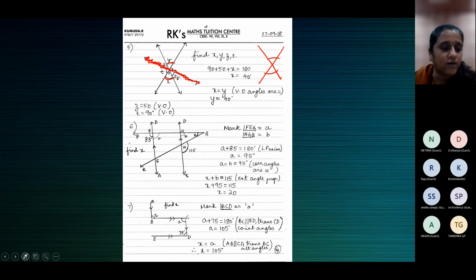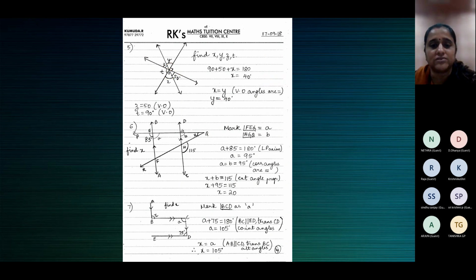Since you found x, it's easy to find y. x is equal to y. V means vertically, O is opposite. Don't use these short forms, they're not standard ones. Vertically opposite angles are equal. So x is 40, which means y is also 40.